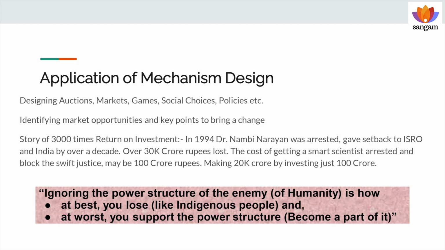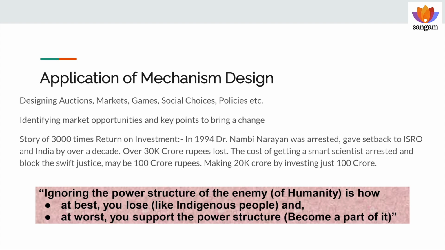We use mechanism design as a concept in designing auctions, designing markets, designing games, the video games that we all like to play. They are designed by someone to basically increase engagement, get clicks, get ads, and all that. The social choices, the policies that have been created, the whole bureaucracy, they all work towards creating a design to help people, as they think. But there is a designer who is basically making people work for them.